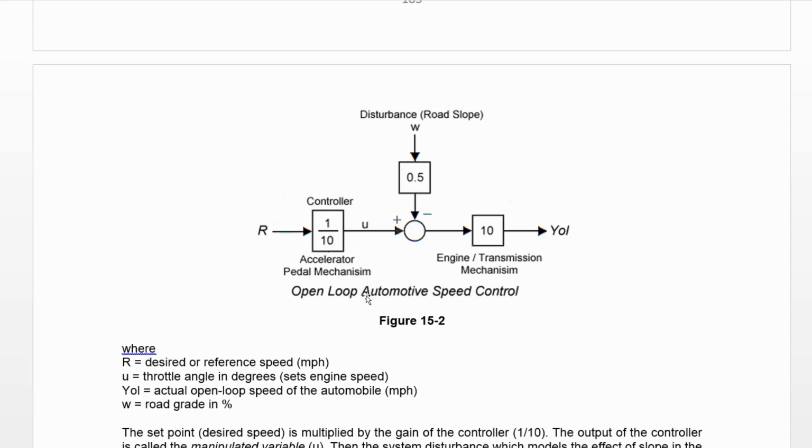So in this case, our controller would be our accelerator pedal, and we'd have a set point. So we'd push down the pedal to a desired set point. It has an output, and this output would go to the engine transmission. And on the engine, it would control the throttle angle of the gasoline carburetor valve or the injectors.